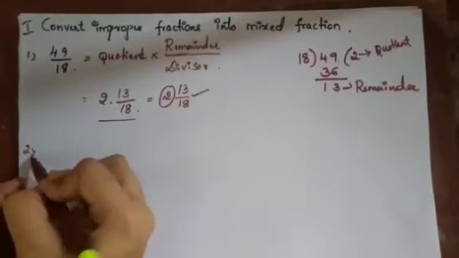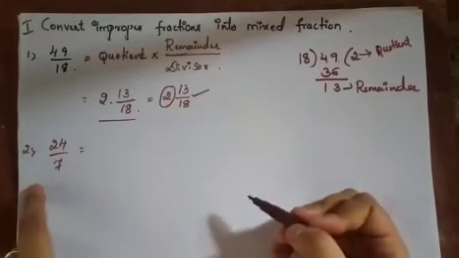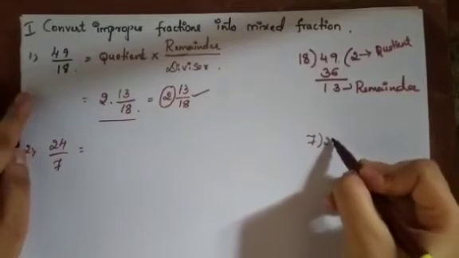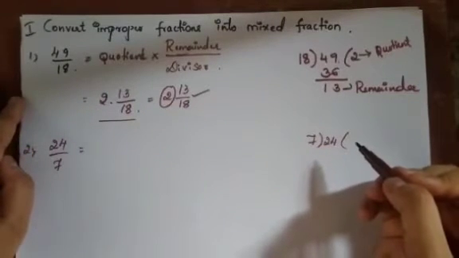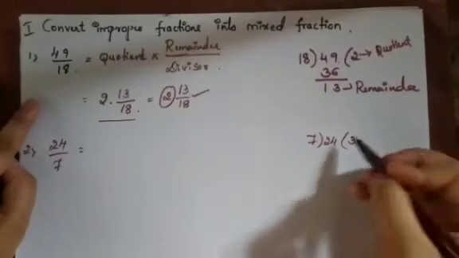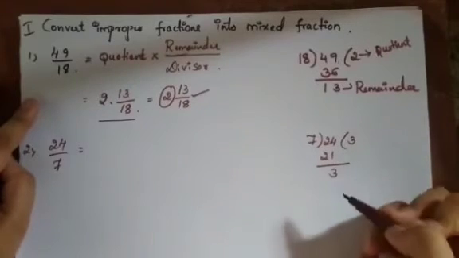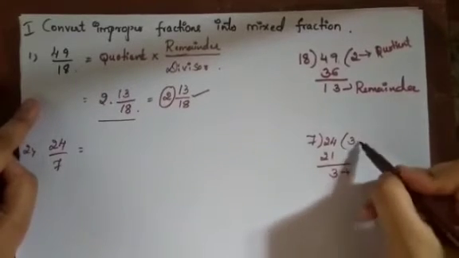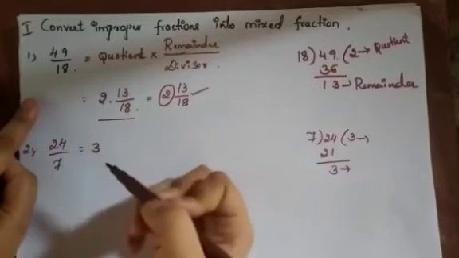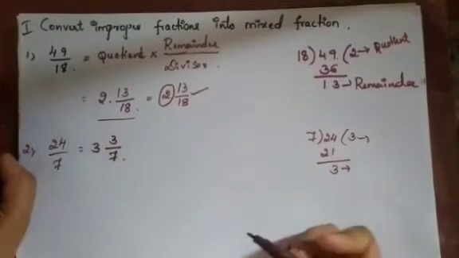Similarly, let us solve another problem. For example, 24 divided by 7. Now if I divide this, 7 2s are 14, 7 3s are 21, 7 4s are 28, which is more, so 7 3s are 21. Now if I subtract this, I'll get 3. This is the remainder, this is the quotient. So the quotient goes here: quotient is 3, remainder is 3 and the divisor is 7.